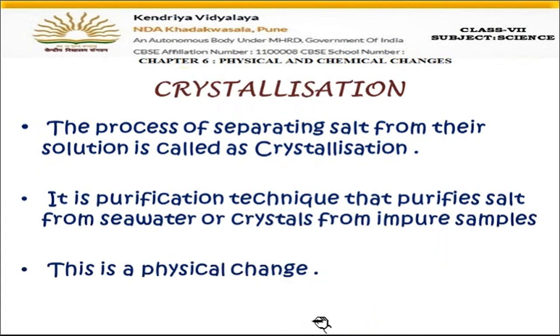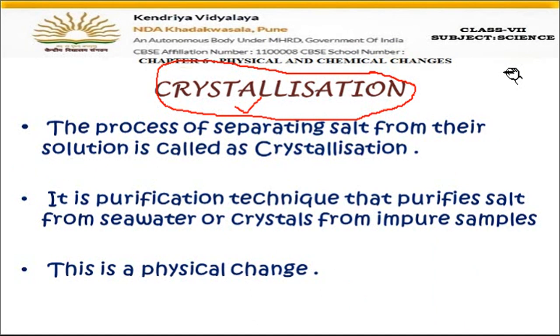Now let's see the next process, that is crystallization. Fine. What is crystallization? You know what is a crystal? Have you seen a sugar crystal? One piece of sugar like this. So this is a crystal form, a solid form. A crystal has a particular definite shape. Solid in a particular definite shape is called a crystal.